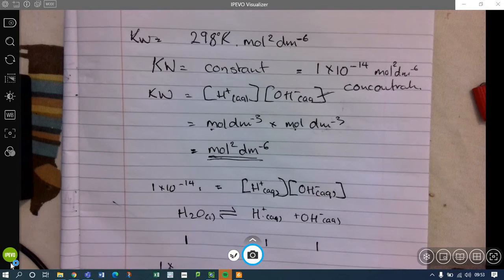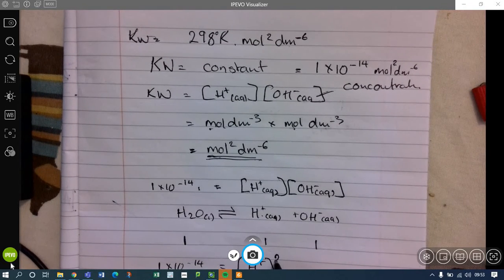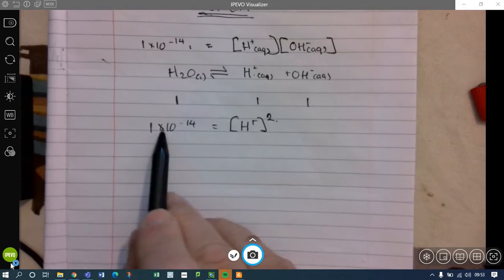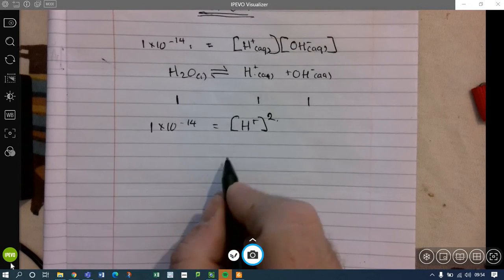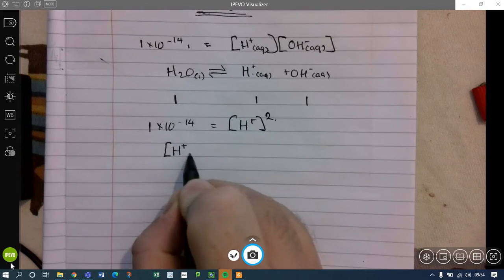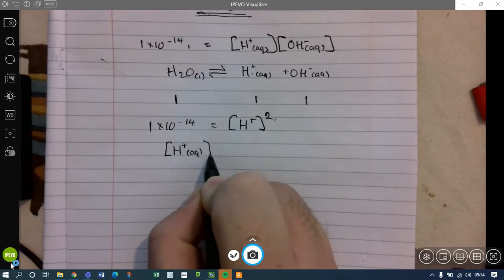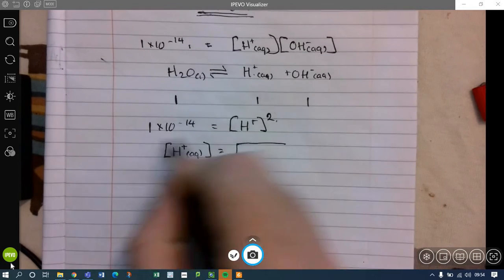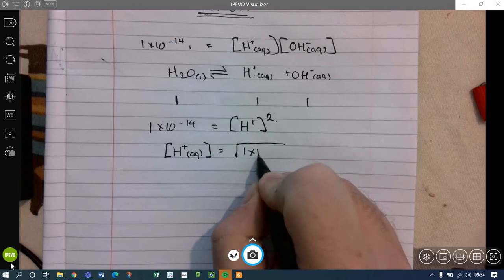So we can actually say 1 times 10 to the minus 14 is equal to the concentration of the H plus ions squared. Now, if you're starting to think ahead on this, what you actually work out is this. Then that's now only one unknown. So what we can actually do from that is, at equilibrium, we can work out the concentration of hydrogen ions at 298K. And that would be equal to the square root, because it's squared there, so we square root both sides to remove it.